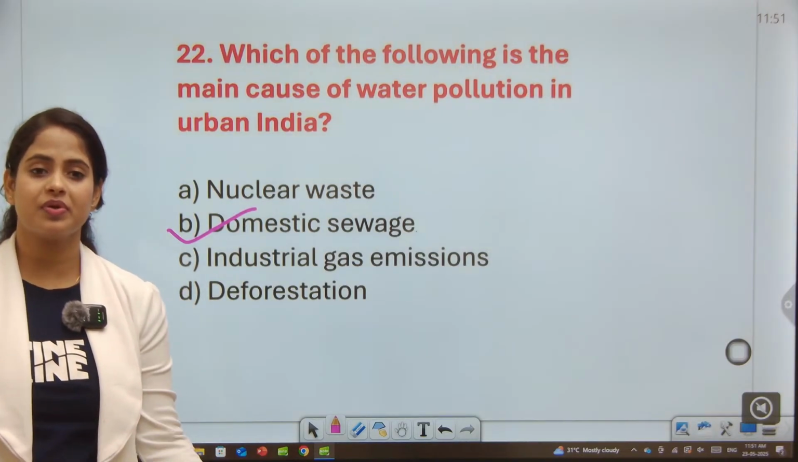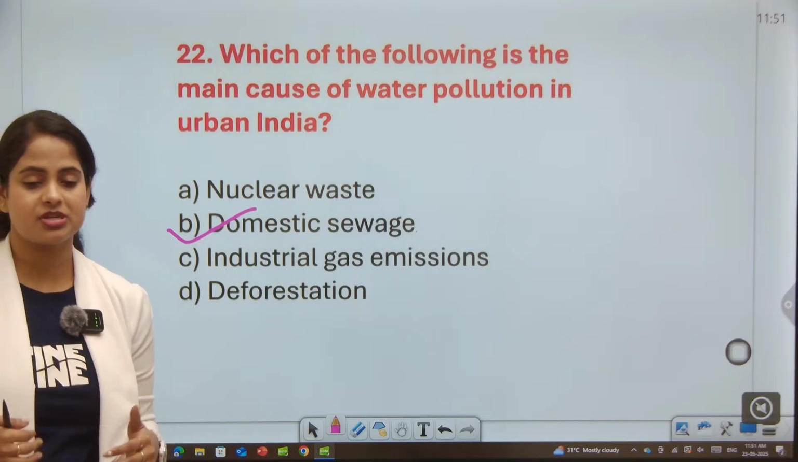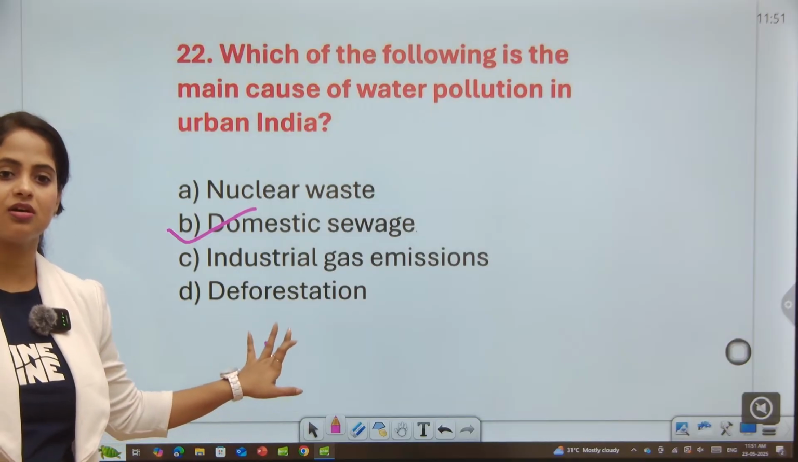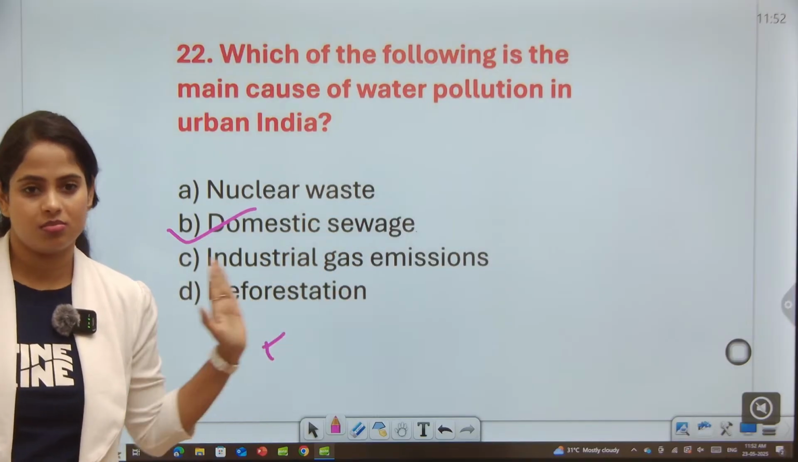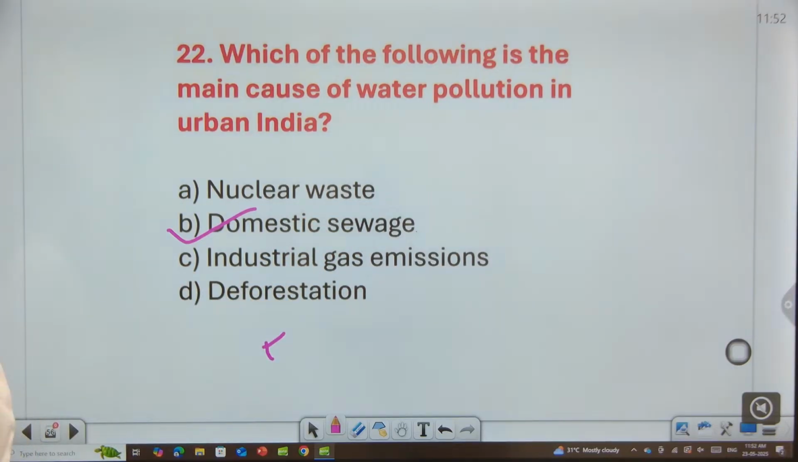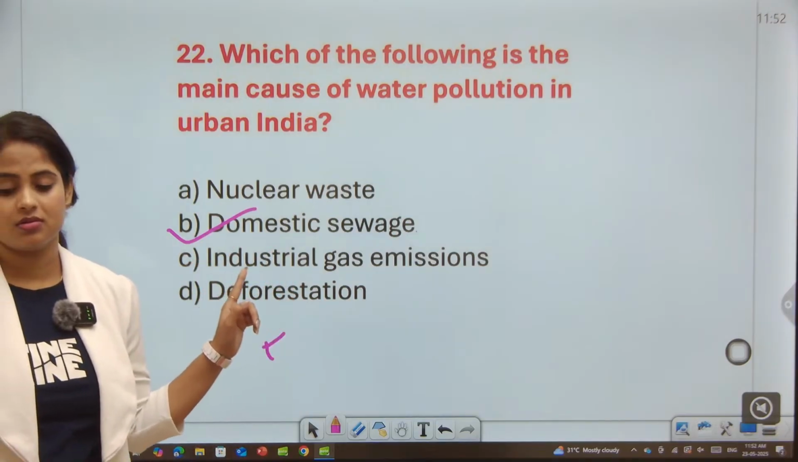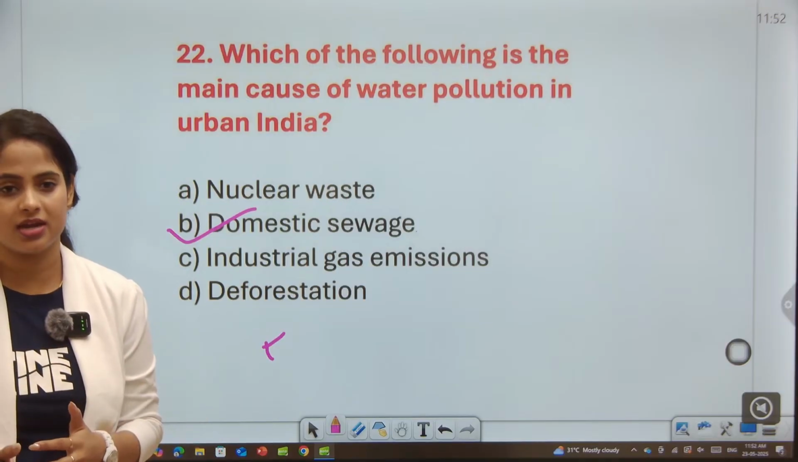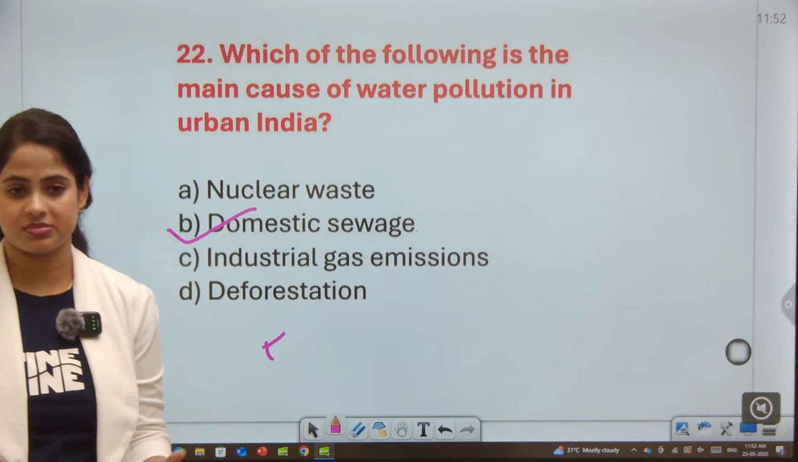Nuclear waste in an urban area, there are no nuclear factories in our civil society, and industries are not the main cause at all. Deforestation is about forest areas. So think carefully and answer, not C, that is the domestic sewage. Look at the question carefully, even I am reading it again and again. At least if you are not reading it, then try to listen to what I am saying. Okay.